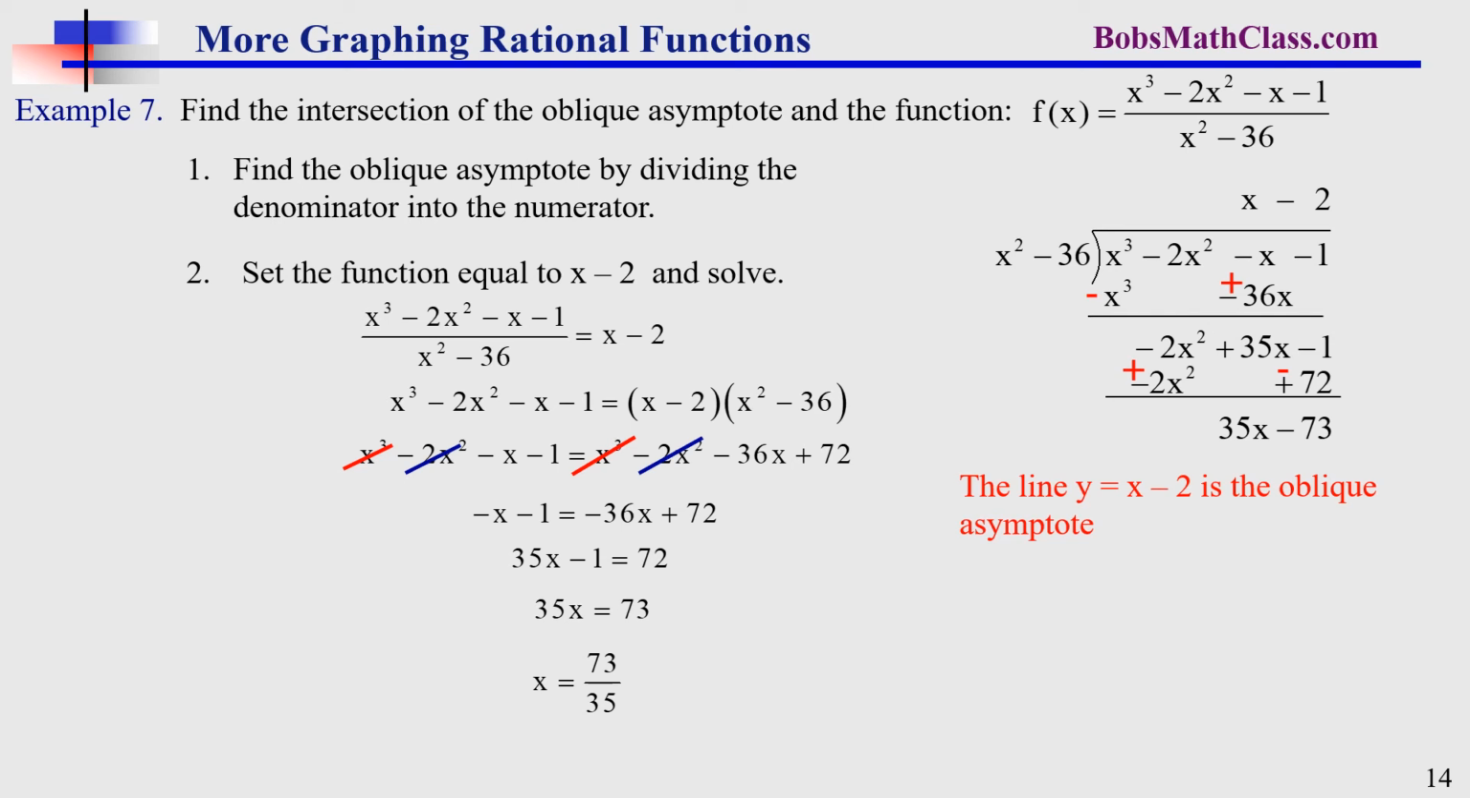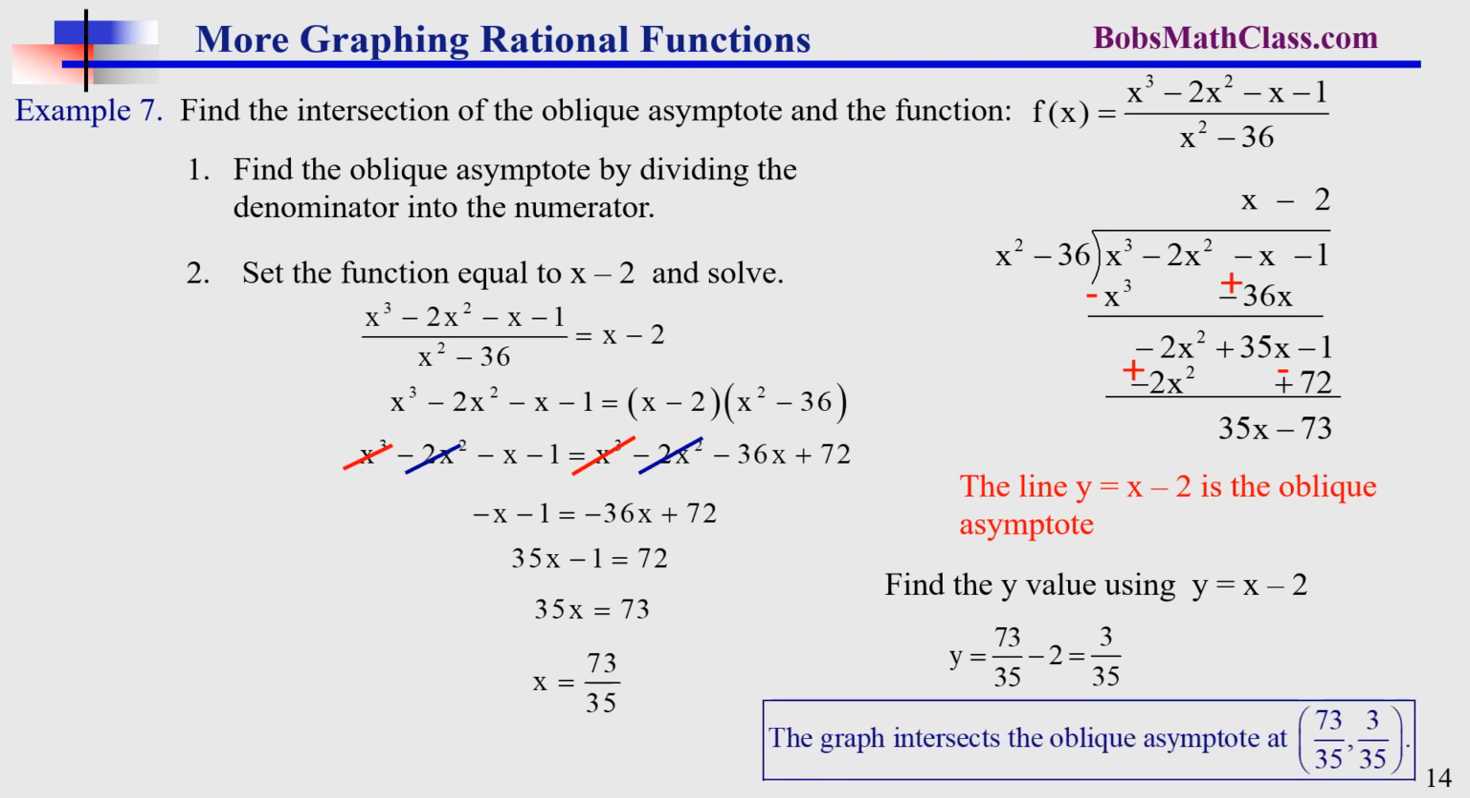Not even a nice number, right? That's the x value. How do we find the y value? Well, we have to plug it into the oblique asymptote. So using y equals x minus 2, plug in 73 over 35 for x, and then work it out. That gives us 3 over 35. So that's where the graph intersects the oblique asymptote.